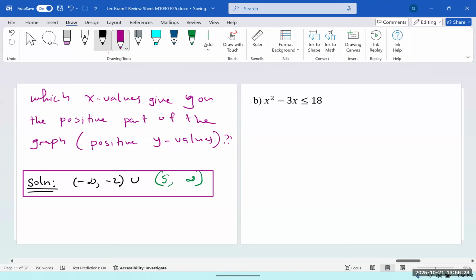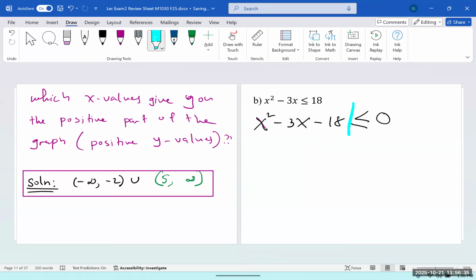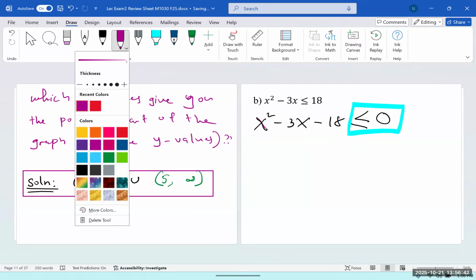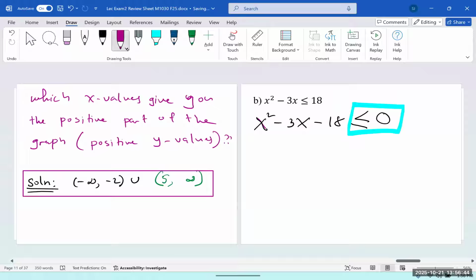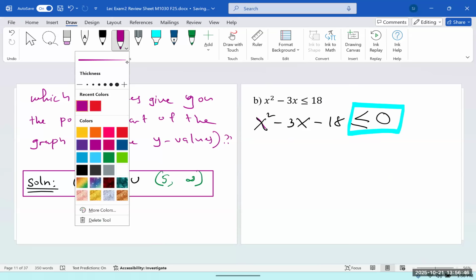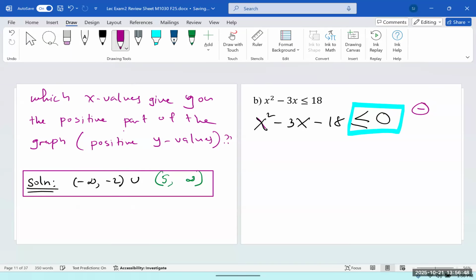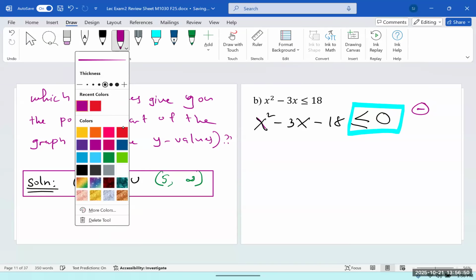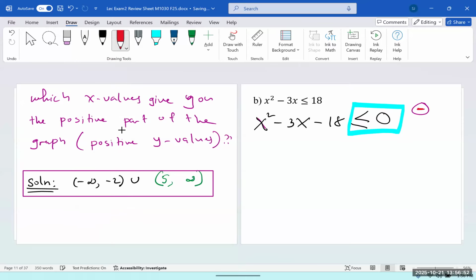The next one, very similar. We have x squared minus 3x minus 18 less than or equal to 0. Now, less than or equal to 0 means what they are looking for, negative or positive? Negative again.